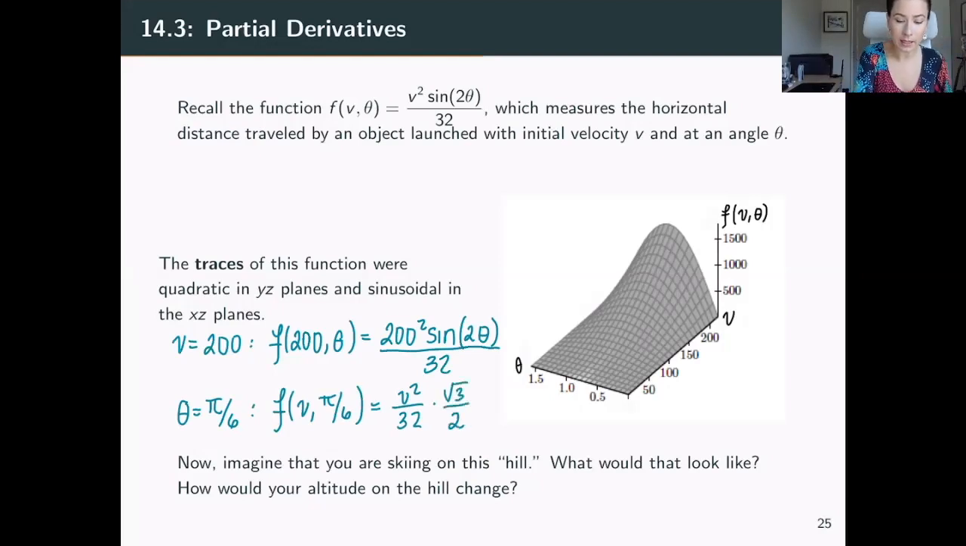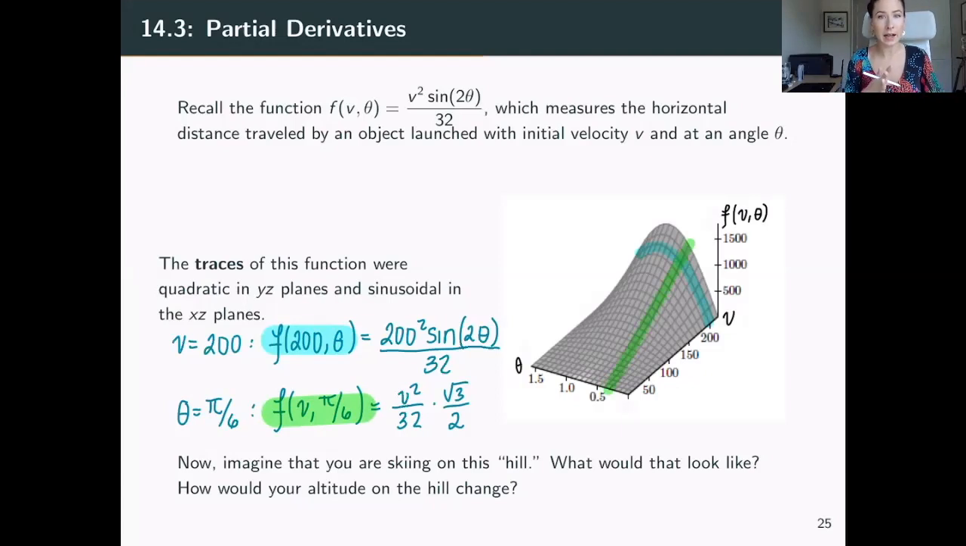So in the case of the first trace, when v was equal to 200, we had a sinusoidal graph. This can be seen when I slice at v equal to 200, versus if I look at the trace when I fix pi over 6, the trace that I end up getting is one that looks like this. So pi over 6 is going to be slightly smaller than 1/2, and so we're going to get a trace that looks like this.